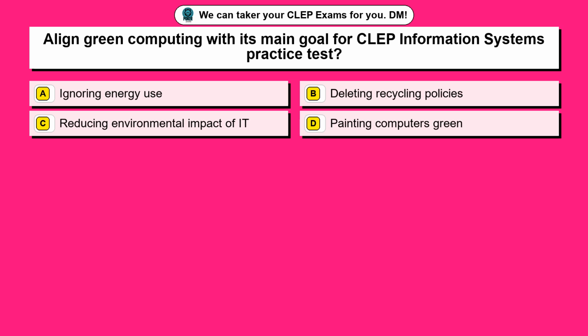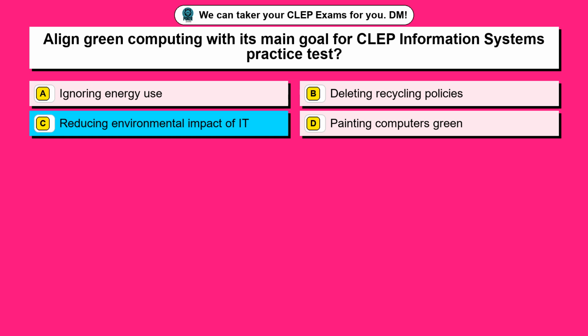Question 95. Align green computing with its main goal for CLEP Information Systems practice test. Option A. Ignoring energy use. Option B. Deleting recycling policies. Option C. Reducing environmental impact of IT. Option D. Painting computers green. The correct answer is option C.